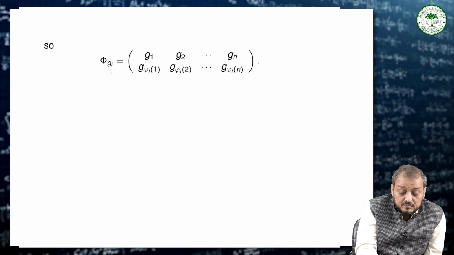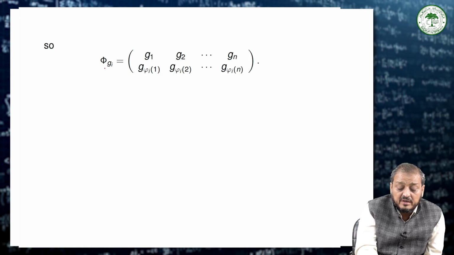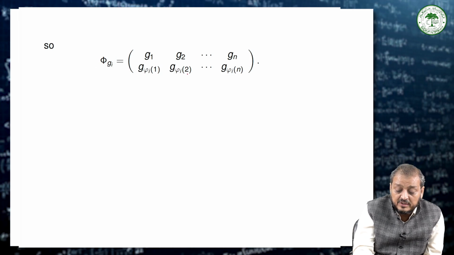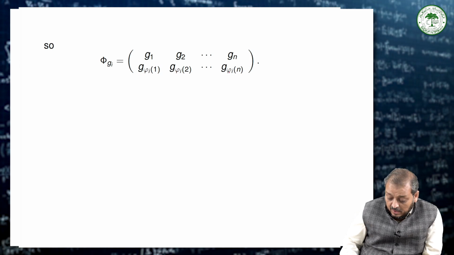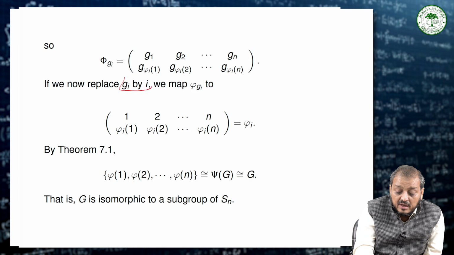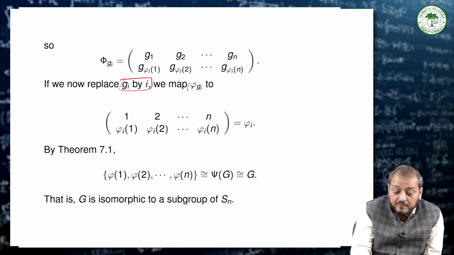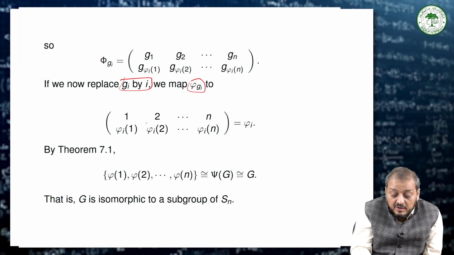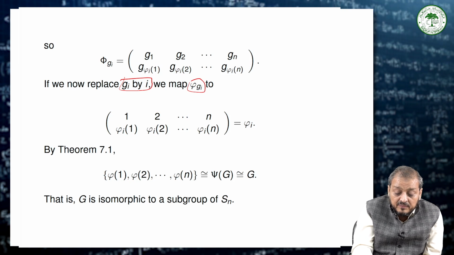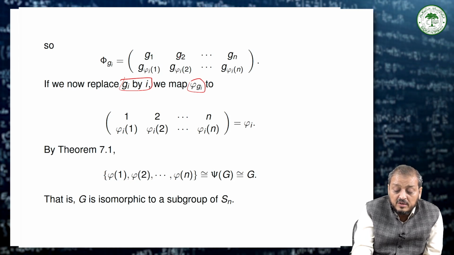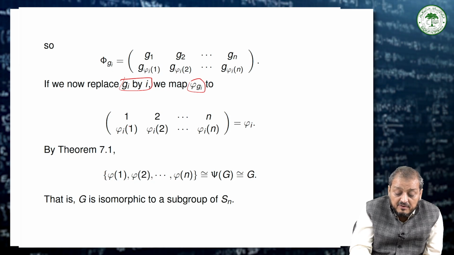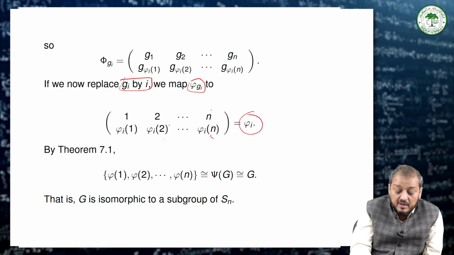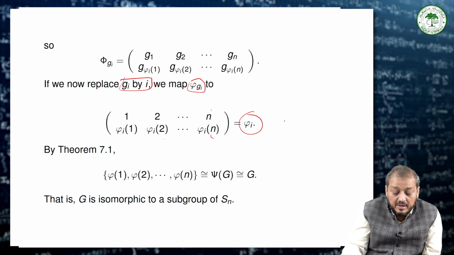Now, since this capital phi I is G1, G2, Gn mapped to G of phi I1, phi I2, and so on in this form, if we replace Gi by I, we map phi I to Gi by I. So phi I1, phi I2, and then with I equal to 1, 2 and 3, this is phi 1, phi I1, phi I2, which is nothing but phi I. So 1 goes to 1, 2 goes to 2, and so on.